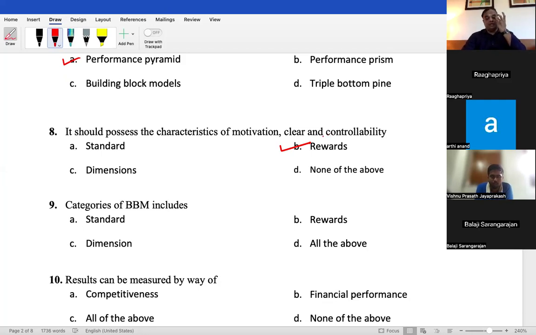Whereas rewards, we have to consider 3 elements. What are all? Motivating, clear, and controllable.